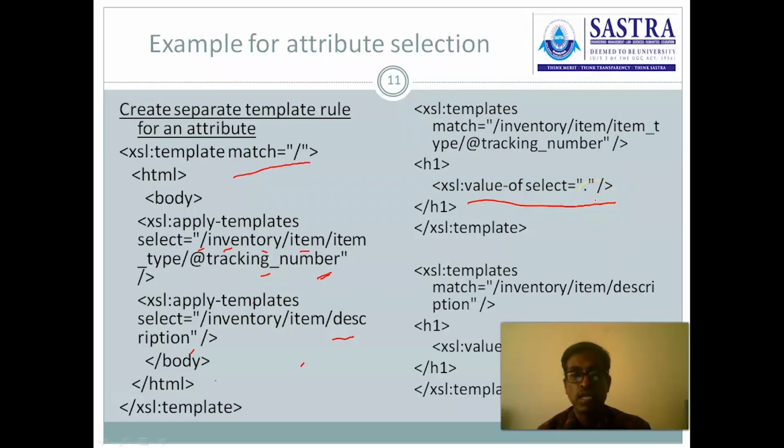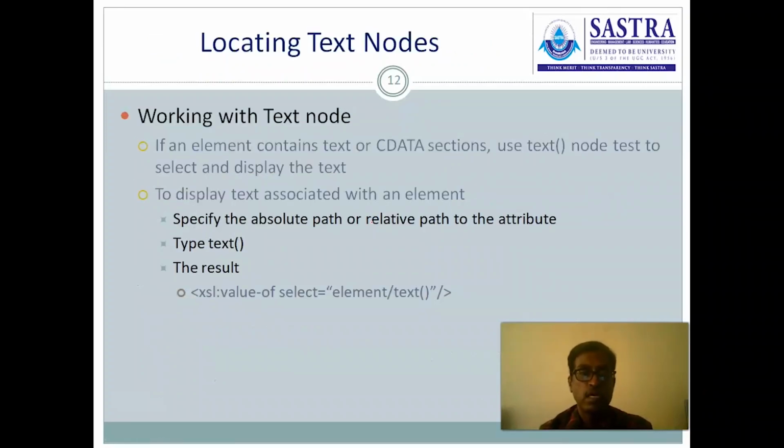We need to select the value of all from the current context. Tracking number: all tracking numbers are fetched and displayed. By using an absolute path, we are able to select the attribute. And then next, how to locate a text node. We have a special function for fetching the text node.